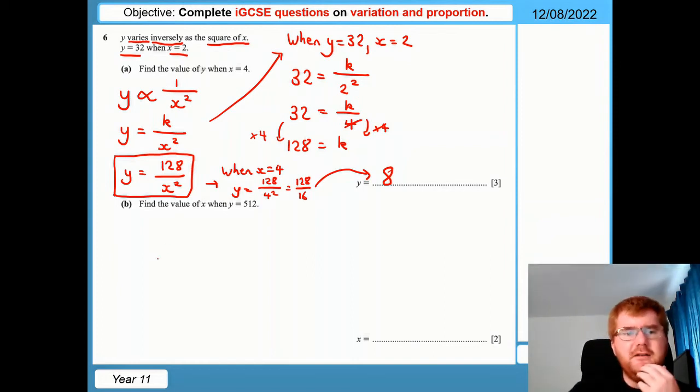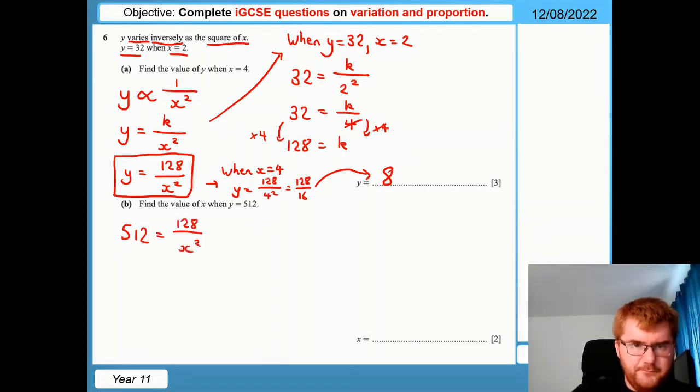So find the value of x when y is equal to 512. So we're going to take that formula in the box. This time we now know that y is 512 and we want to work backwards to work out what x is. So I'm going to copy out that formula. Wherever I see a y, I put 512, like so. And now it's just a little bit of equation solving here.